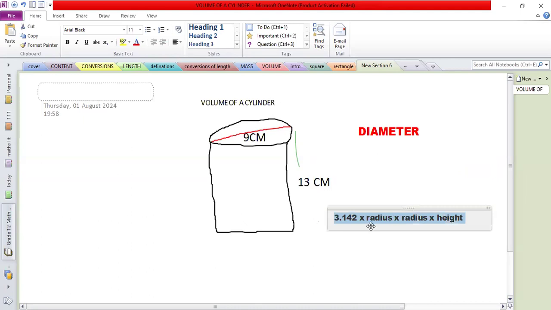The formula is pi times radius squared times height. Volume is equal to pi times radius squared times height.